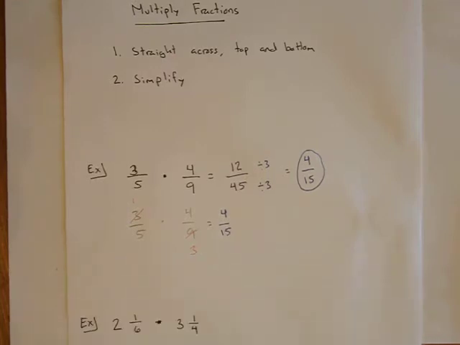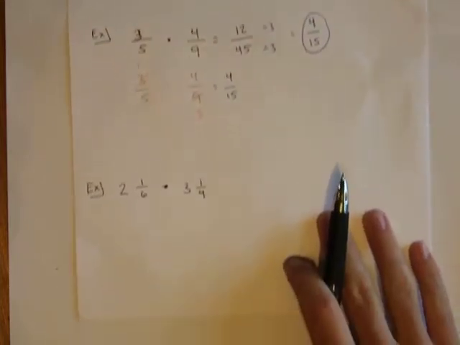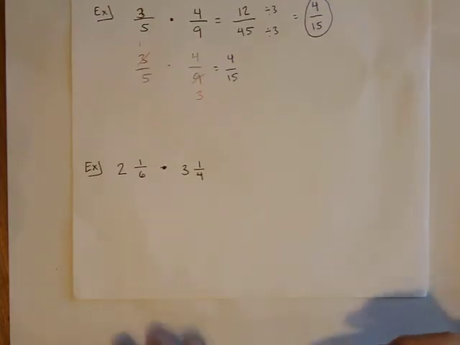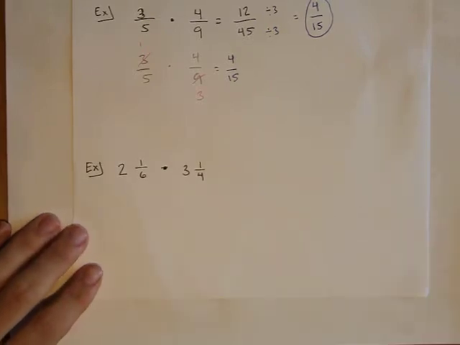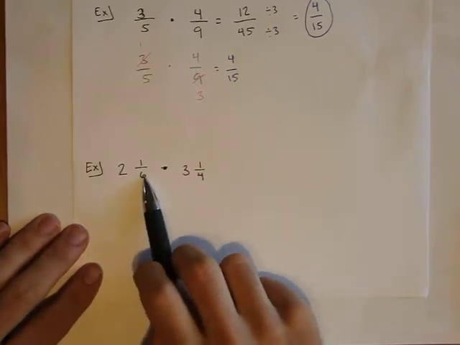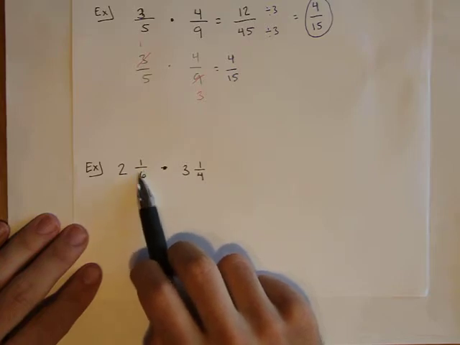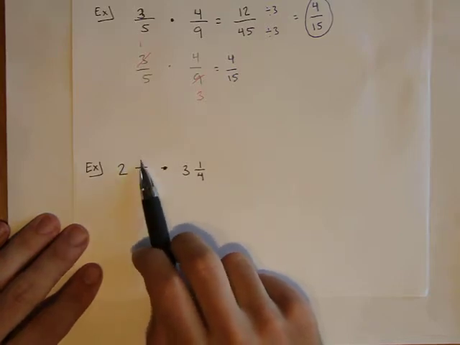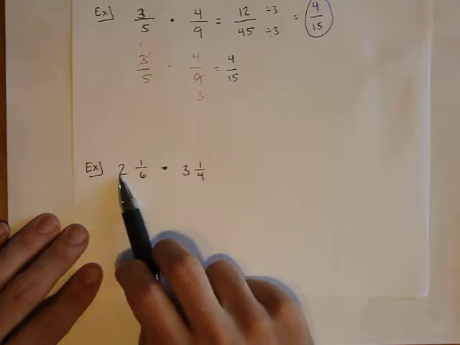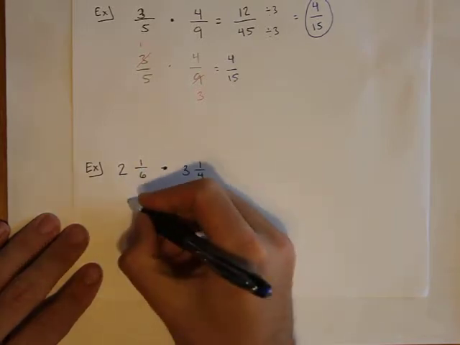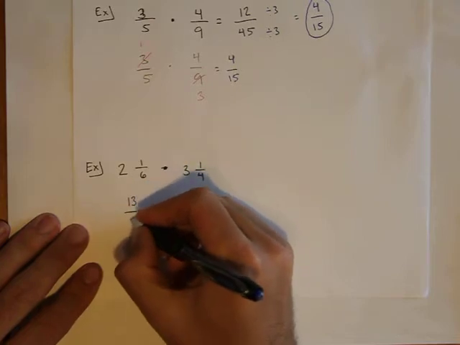I want to go ahead and take a look at one more example. This time we'll use a mixed number, which means I need to change it to improper. So as a reminder for changing it to improper, I need to take the bottom denominator, multiply it by the number in front, and add it to the top. So 6 times 2 is 12. 12 plus 1 gives me 13/6.